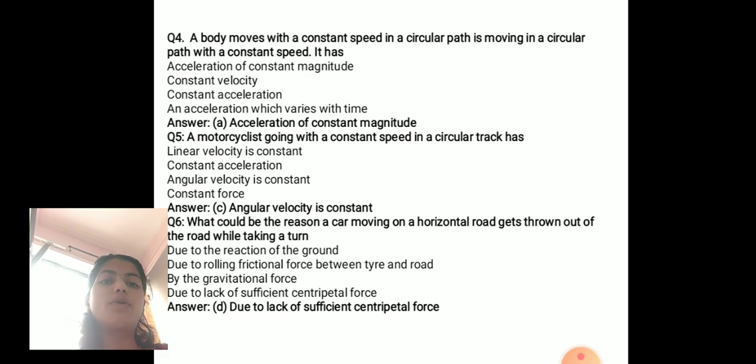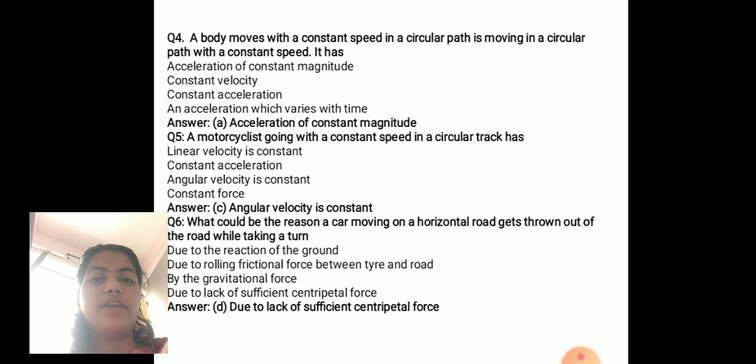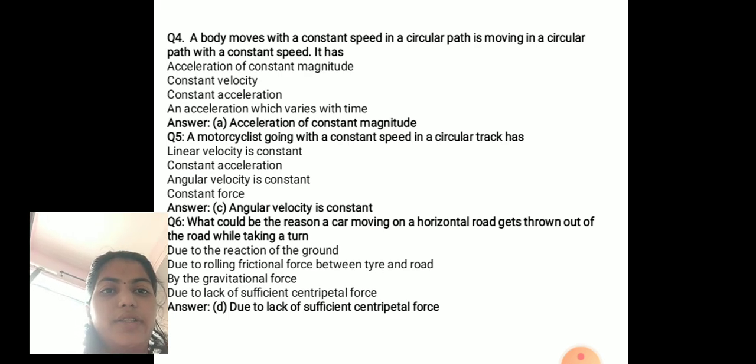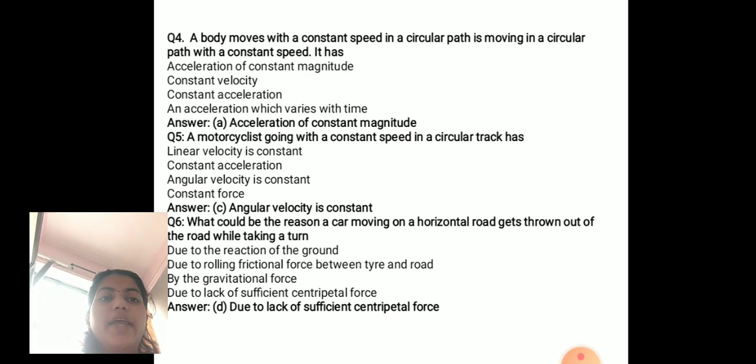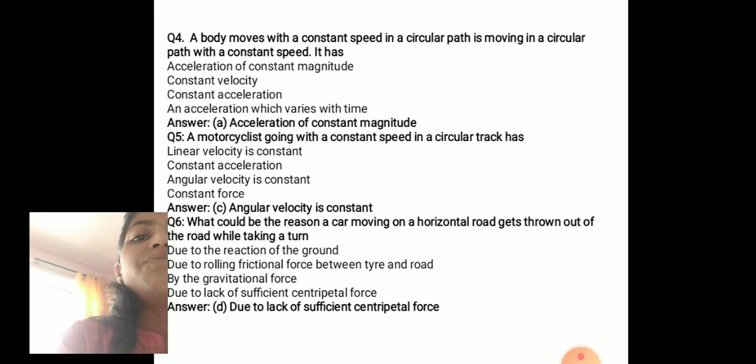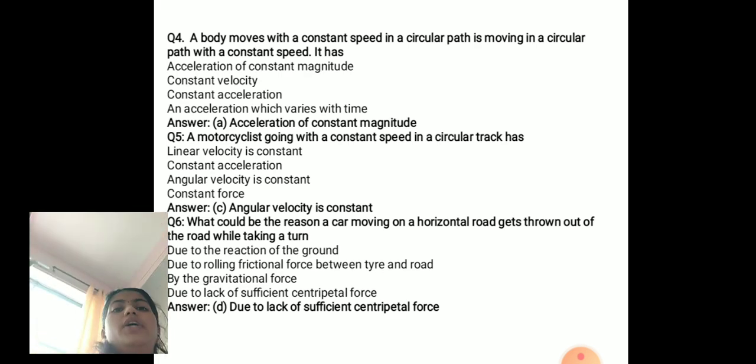Then, what could be the reason for a car moving on a horizontal road getting thrown out of the road while taking a turn? It's a general thing that everyone experiences while driving a car. It means that when we take a turn, our car is thrown out of the road. Why is this possible?